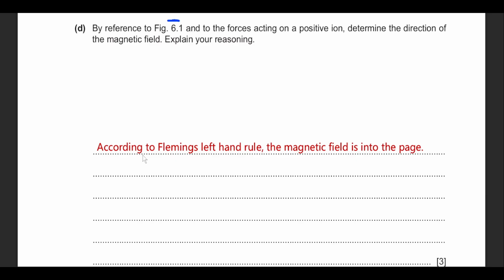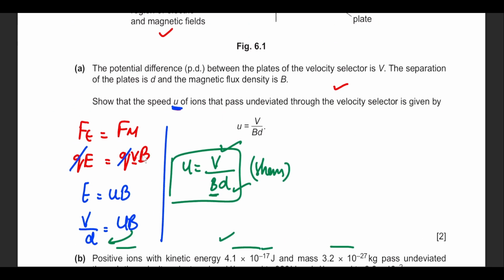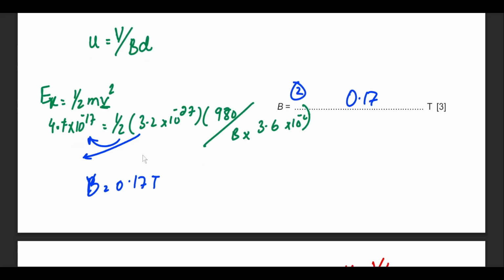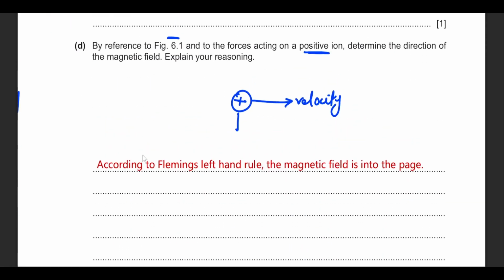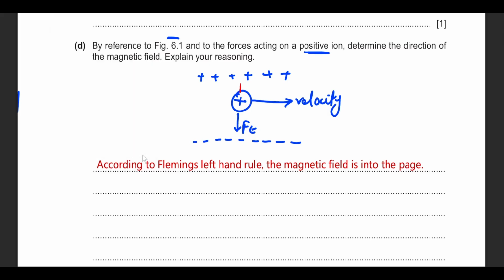He says, with reference to 6.1 and to the forces acting on the positive ion, determine the direction of the magnetic field. You see, if we look at this from the perspective of a positive ion, which is trying to move in this direction, this is its entry velocity. Since the upper plate is positive and the lower is negative, the electric force is downwards. If it is passing undeviated, the magnetic force should be in the upward direction. And definitely, they should be equal.